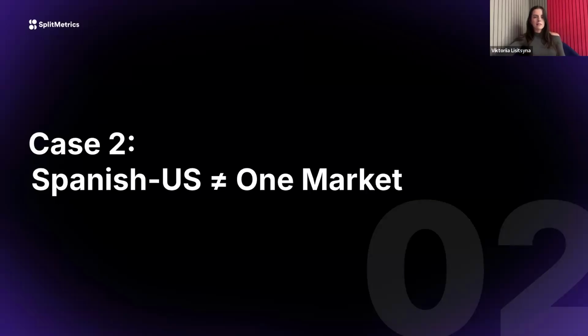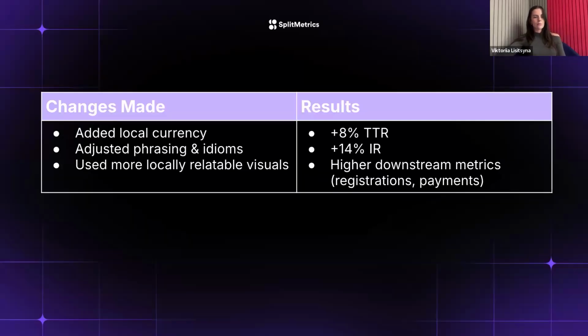This leads us to the second case, which surprised us. Not surprised, we wanted to try it many times, but accidentally we found out the results. For a long time, we used one Spanish design for all Spanish-speaking countries. It was easier, it was logical, and honestly, it performed okay. Then we tried a version specifically for Mexico in the Latin American region. We didn't change much in the screenshots, but we added slight localization.